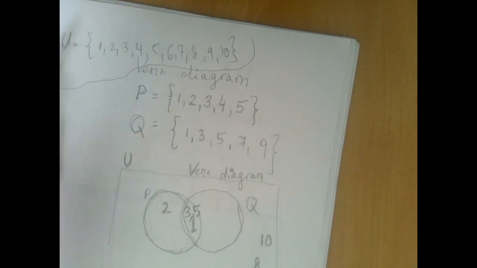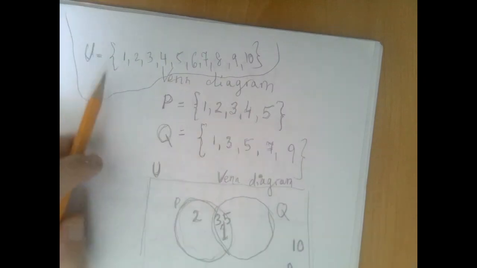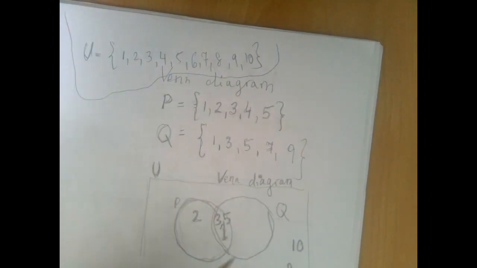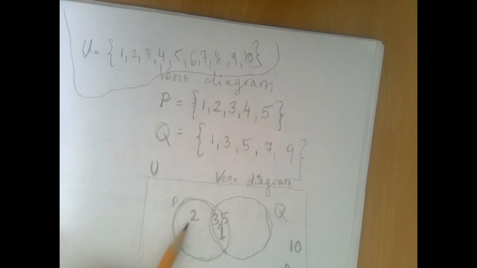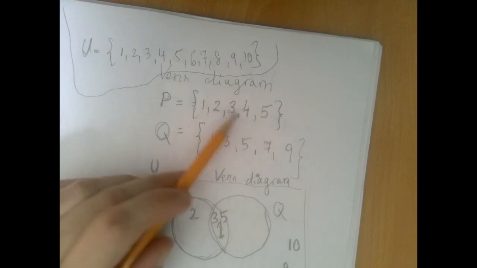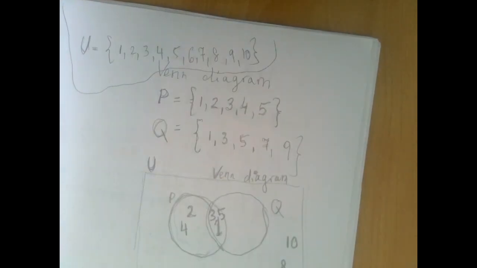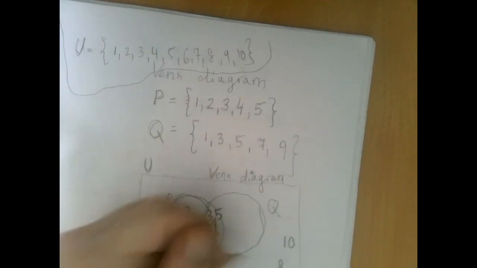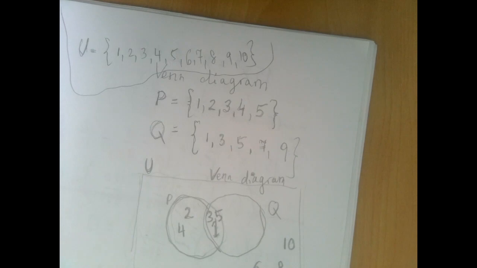Usually what we can do is go number by number. We're going to go by U. 1 is in both sets, so it goes in this overlap. 2 is only in P, not in Q, so it goes there. 3 is again in both. Then 4 is in P, but not in Q. 5 is in both. 6 is in neither, so it's a floater. It floats somewhere within the universe, but outside of P and outside of Q.